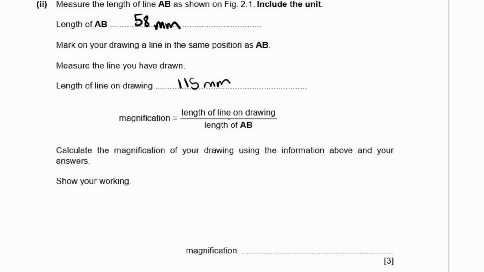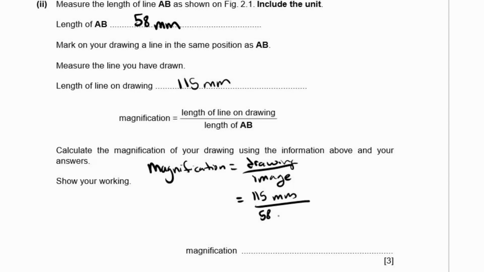So the magnification equals length of line on drawing divided by the length of AB. Calculate the magnification of your drawing using the information above and your answers, and show your work. So magnification equals the drawing over the image, which is 115 millimeters over 58 millimeters. And if you divide those, you get 1.98, no units because that crosses out.